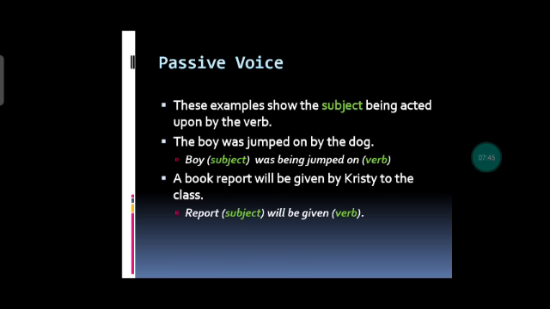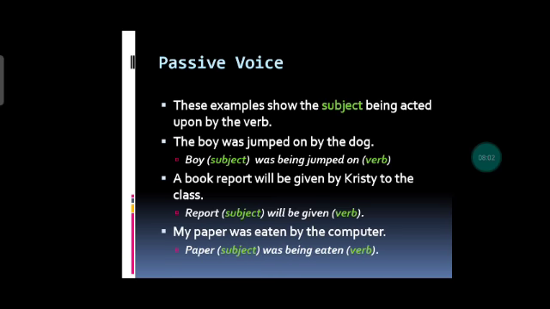A book report will be given by Christy to the class. A book report, the subject here, will be given. So it's passive. The report is the recipient. Another example: my paper was eaten by the computer. The paper, the subject, was being eaten. Eaten is the verb.